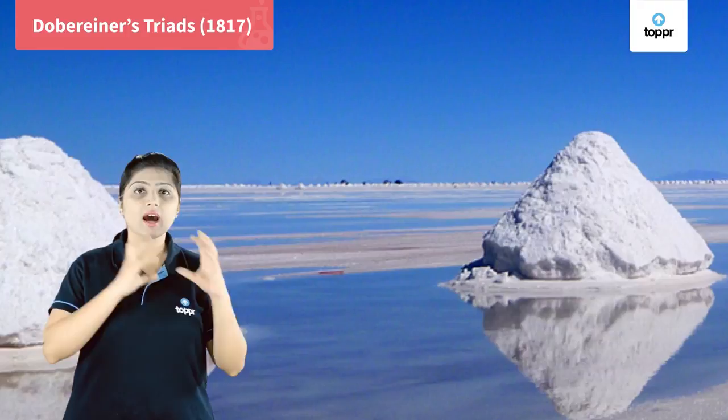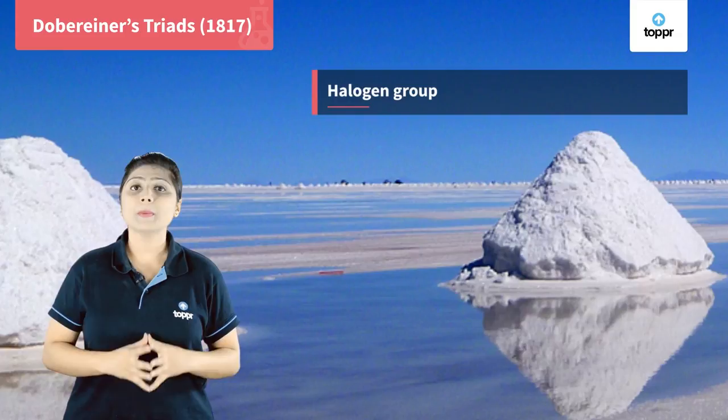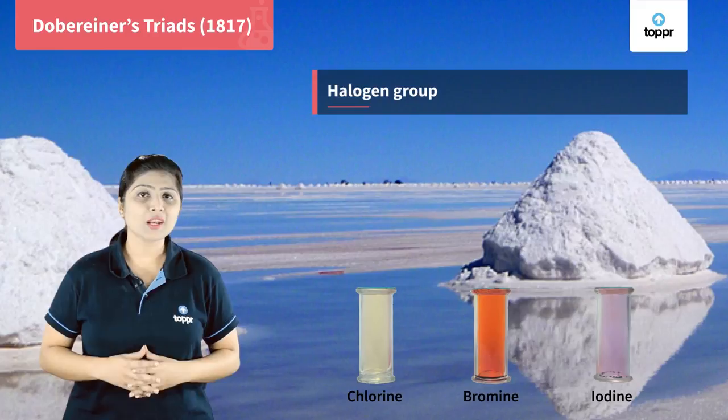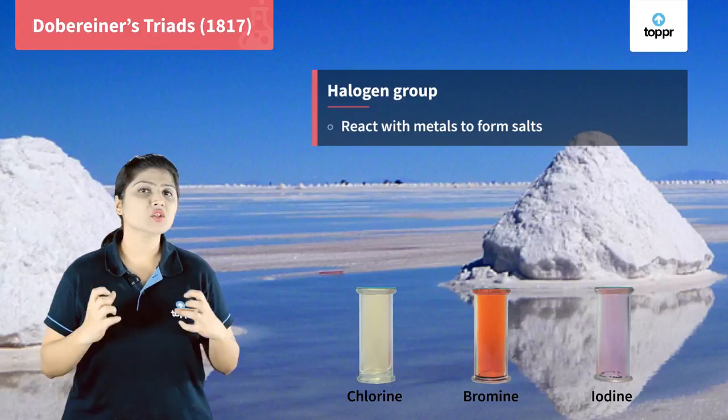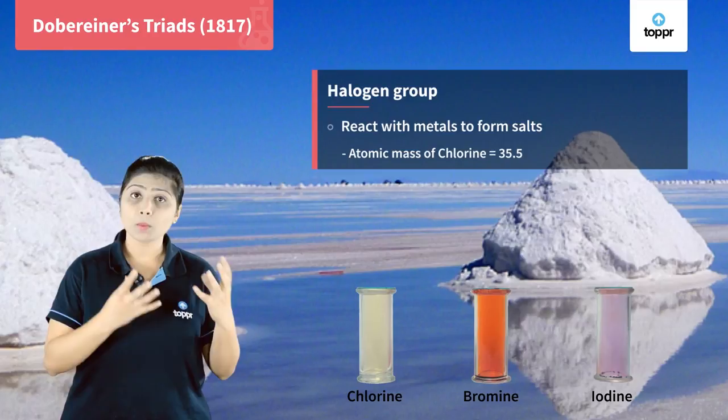The other group is known as the halogen group, formed by Dobereiner. This group has elements chlorine, bromine and iodine. These are called halogens because they react with metals to form salts, halide salts, which are usually found in the sea. Now, let's talk about the atomic masses of all three of them. Chlorine's atomic mass is 35.5. Bromine's atomic mass is 80. And iodine's atomic mass is 127.